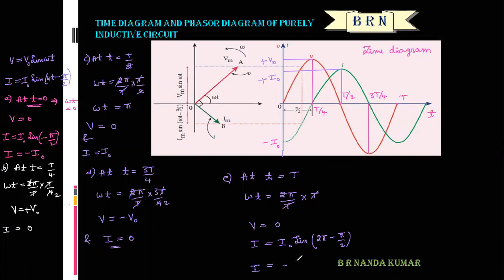I is equal to minus I naught. So at time t is equal to T, the voltage is 0, but the current is minus I naught. Right? In this phase the current is negative.